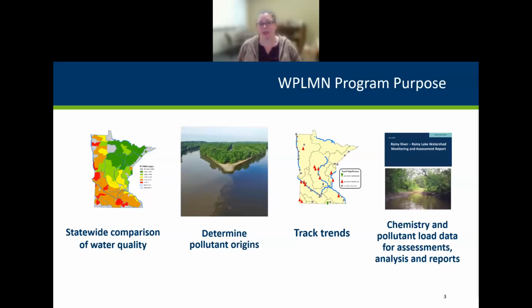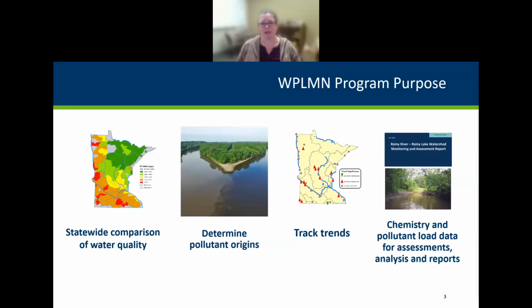The data that we collect can help us determine, for instance, if the sediment is coming from higher up in the watershed toward the headwaters, or if we're seeing more of it downstream with bluff erosion, for example. It helps us track trends over time to see how we're doing with a few of our water quality parameters.